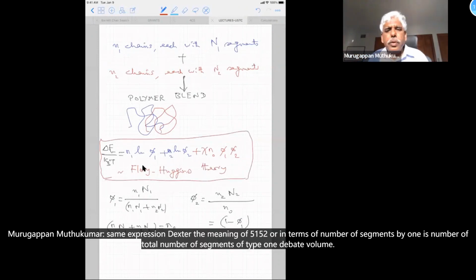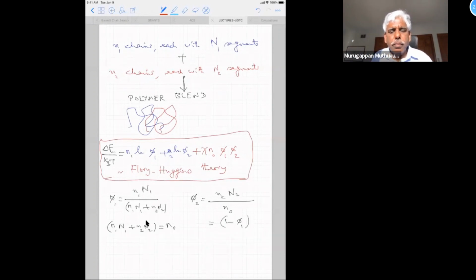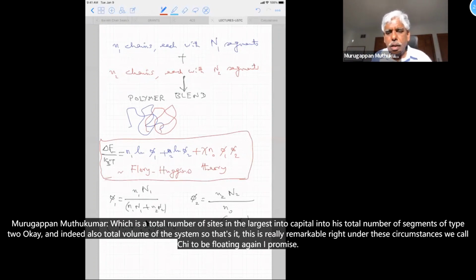We get the same expression, except the meaning of phi 1, phi 2 is in terms of number of segments. Phi 1 is total number of segments of type 1 divided by volume, which is the total number of sites in the lattice. Capital N2 is total number of segments of type 2, okay? And N0 is the total volume of the system. So that's it. This is really remarkable, right? Under these circumstances, we call chi the Flory-Huggins chi parameter.